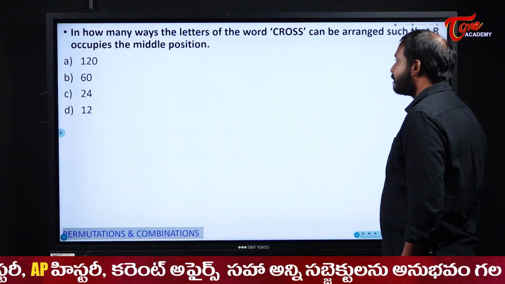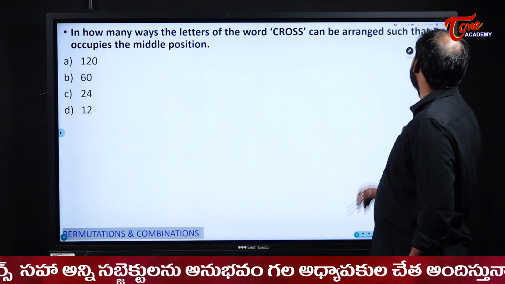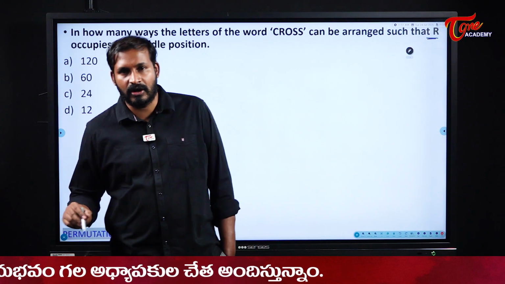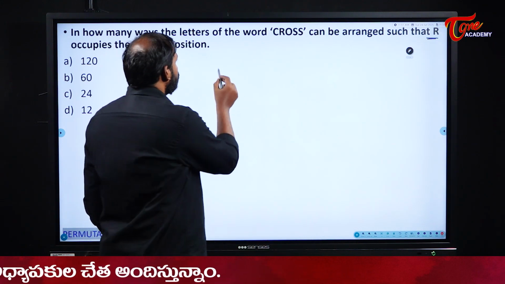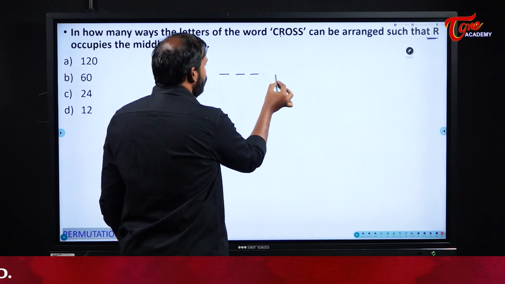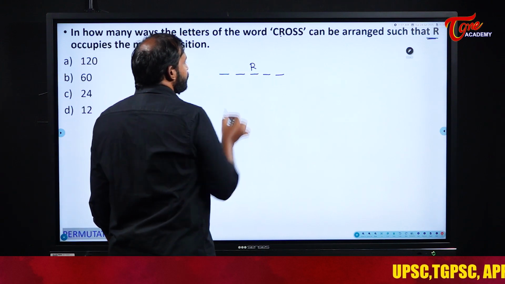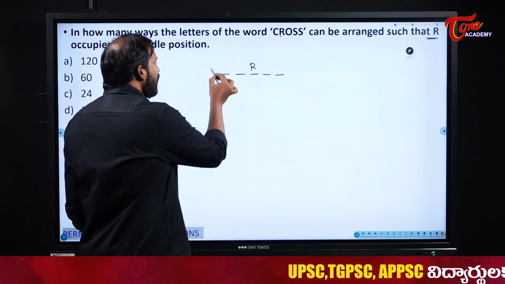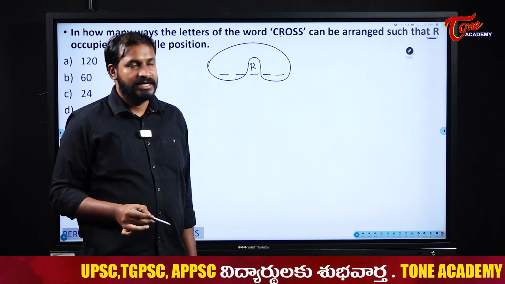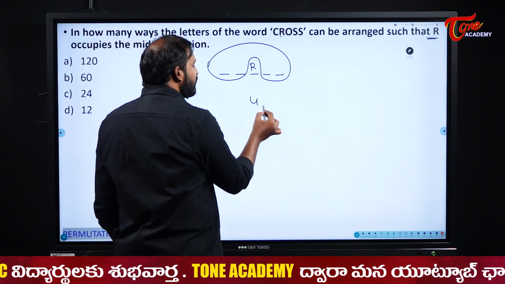Right? Next one. In how many ways can the letters of the word CROSS be arranged such that R occupies the middle position? Here, R should occupy the middle position. So total in CROSS, how many letters are there? 5 letters are there, 1, 2, 3, 4, 5, and 5 positions. R should occupy the middle position. After R occupies the middle position, I will be left with 4 positions, and 4 letters. Okay, good. So our answer will become 4 factorial.